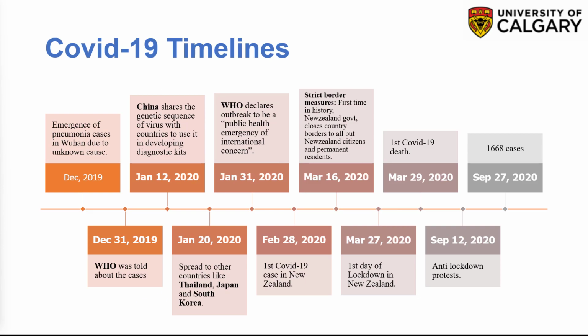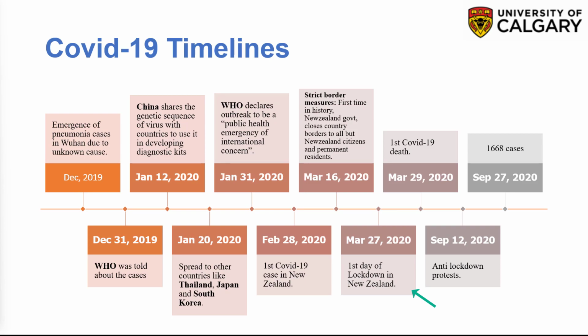On January 20th, the virus spread to other countries like Thailand, Japan, and South Korea. On January 31st, WHO declared the outbreak to be a public health emergency of international concern. On February 28, we saw the first COVID-19 case in New Zealand. On March 16, strict border measures were put in place by the New Zealand government to control the virus. On March 27, it was the first day of lockdown in New Zealand.